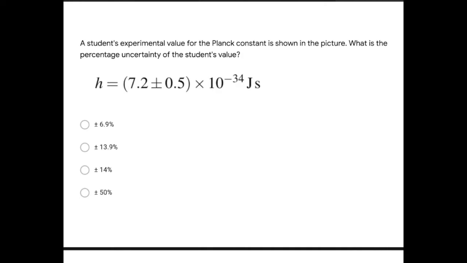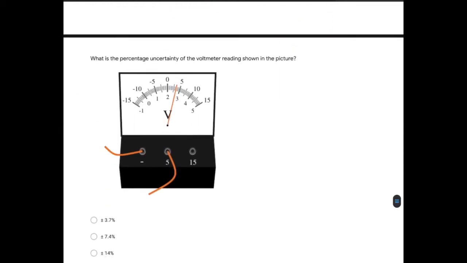So in this case, both the 7.2 and the 0.5 are times 10 to the minus 34. Therefore, when we work out our percentage uncertainty, we just take our absolute uncertainty, divide it by the actual value, and multiply it by 100. When we do that, we end up with a value of 6.94. Looking at the options, that means the answer would be A, 6.9%.